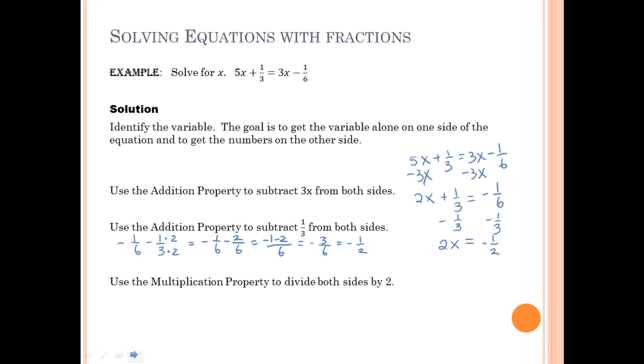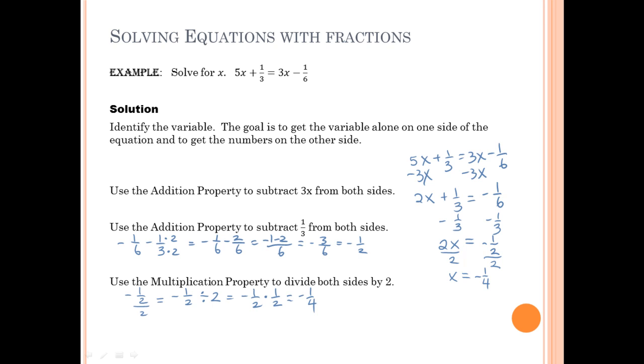Next, we want to get the variable term alone on one side. So to do this, we will divide both sides by 2. So dividing both sides by 2, on the left side, we have 2 divided by 2, which is 1. So we have 1x, which is x. And on the right side, we have negative 1/2 divided by 2, which is the same as negative 1/2 times the reciprocal of 2, which is 1/2. So negative 1/2 times 1/2 is negative 1/4.